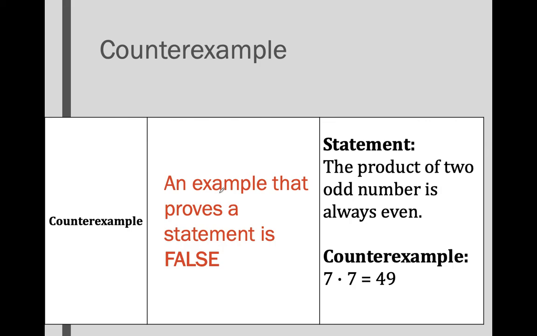So for example, the product of two odd numbers is always even. So if I say that's false, my counterexample would be 7 times 7 is 49. Obviously, 7 and 7 are both odd numbers, but the product is also odd. So that proves that this statement is false. It's not always, the key word there was always. So maybe it's sometimes true, but it's not always true. So we say it's false, and then we give a counterexample.